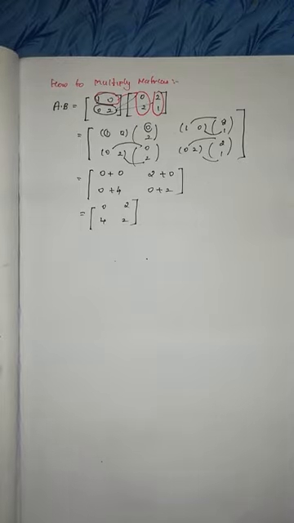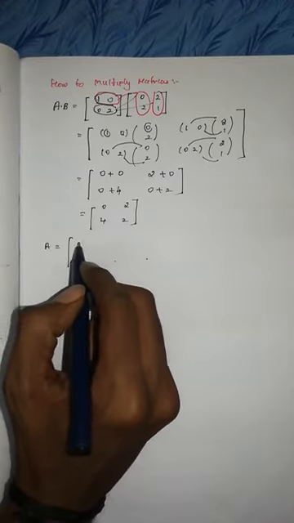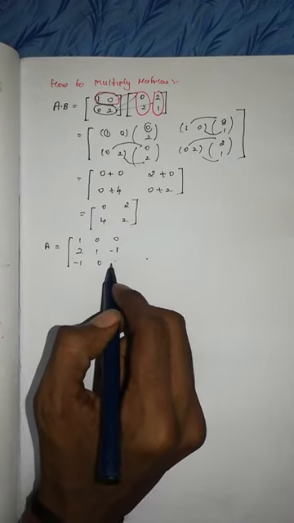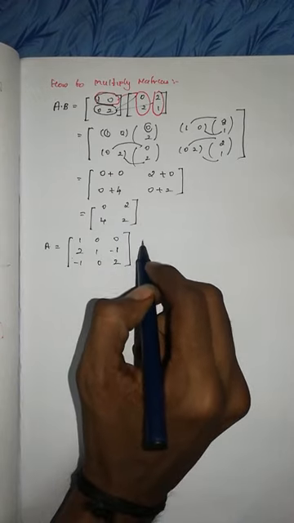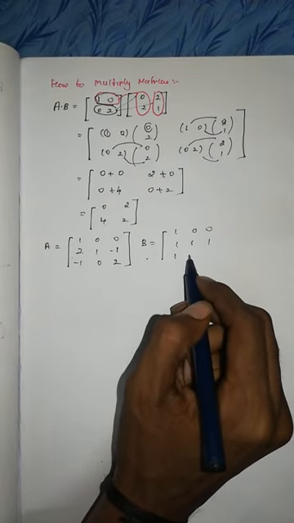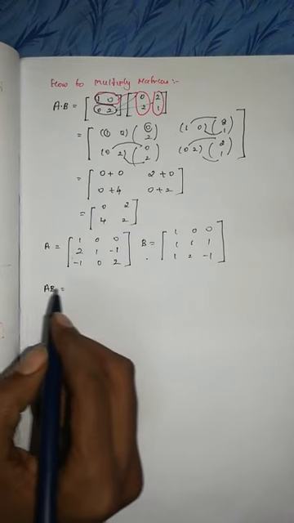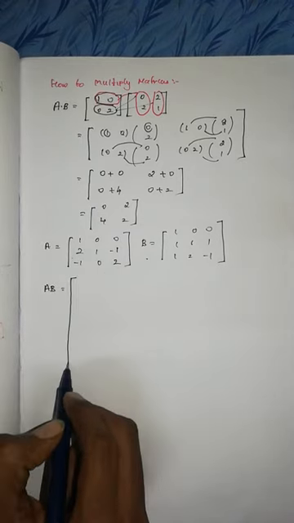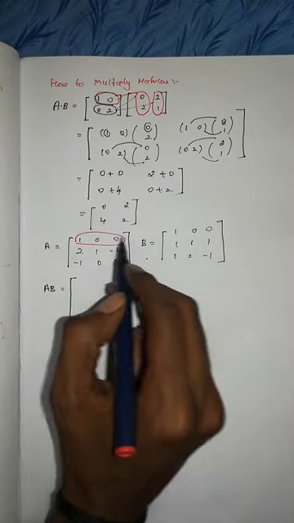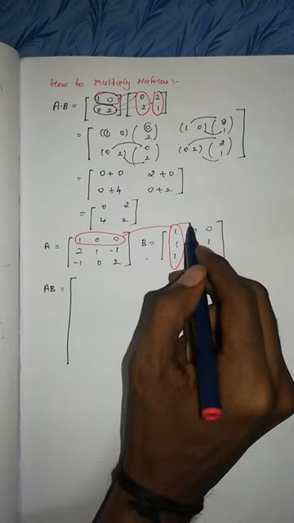So how can we multiply a 3 cross 3 matrix? Suppose I have A as 1 0 0, 0 2 minus 1, 0 2, and if I have B as 1 0 0, 1 1 1, 1 2 minus 1. So how to multiply a 3 cross 3 matrix? I am going to follow the same procedure. First what I have to do, I have to take the first row and multiply with all the 3 columns of the B matrix.